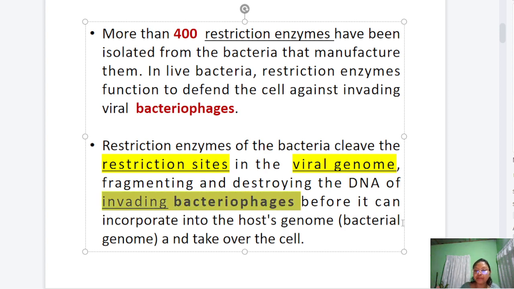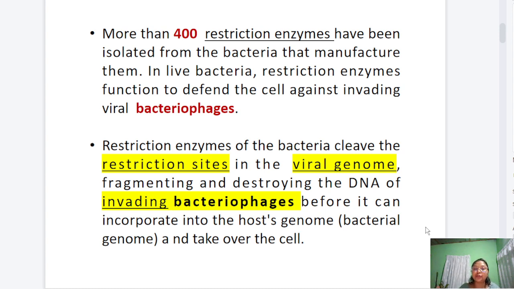So basically, the bacteria does not like anything that is extra. Any one of us does not like anything that comes extra, that was never present earlier, and most important, that can be harmful to the cell or to the bacteria itself. So here these invading bacteriophages are going to inject their DNA. Once they inject the DNA, they will want to incorporate it into the bacterial genome, and that is what the bacteria do not want.